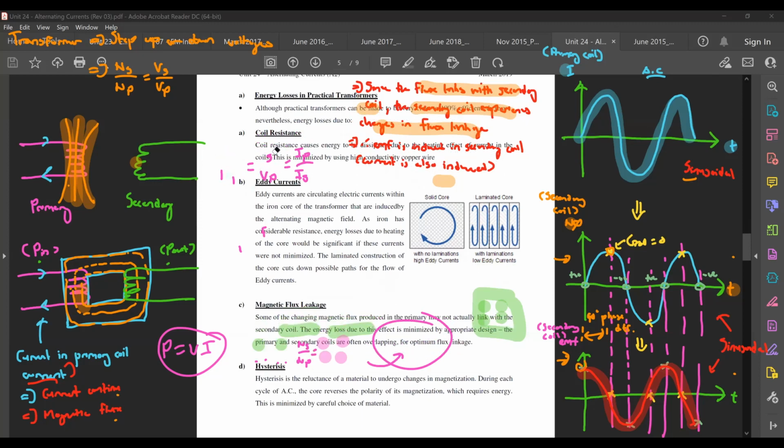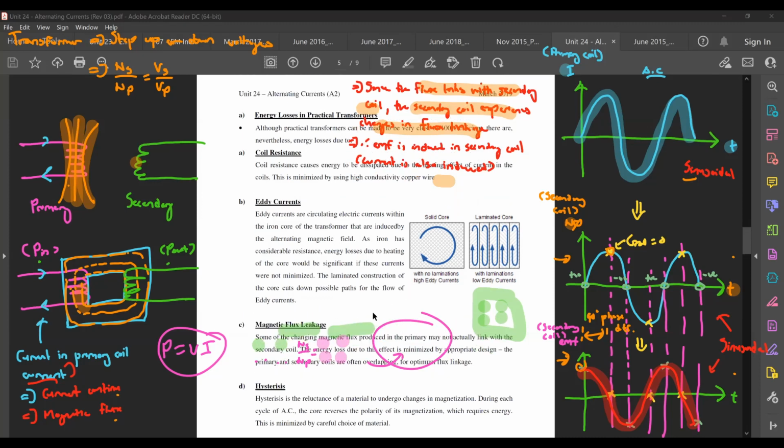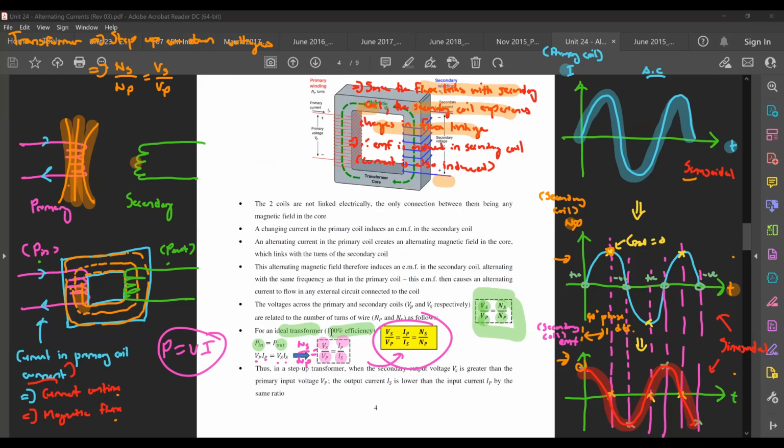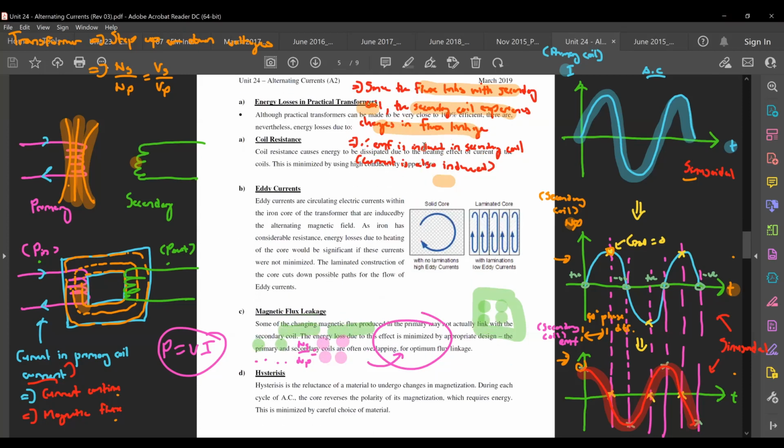When it comes to transformers, you need to know what the sources of energy loss in the transformer are. This is actually the next page in your notes. Now, transformers will have some power loss. They are not 100% efficient. So your questions will a lot of the time ask you, what are the sources of power loss inside your transformer?